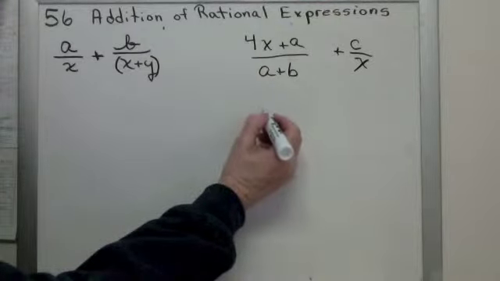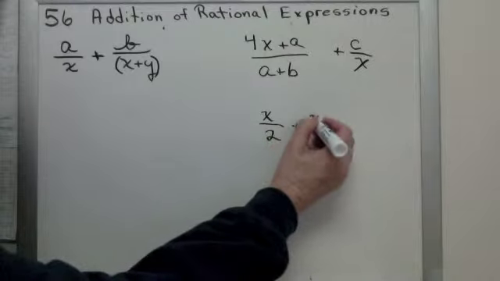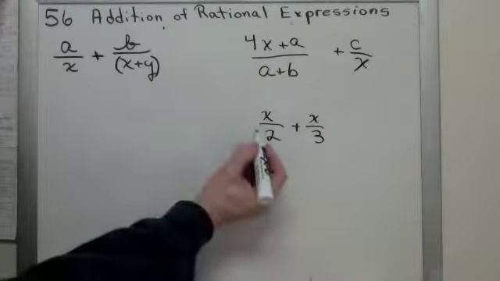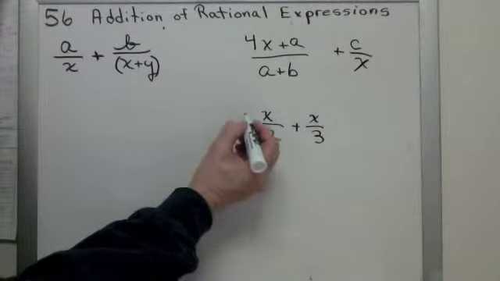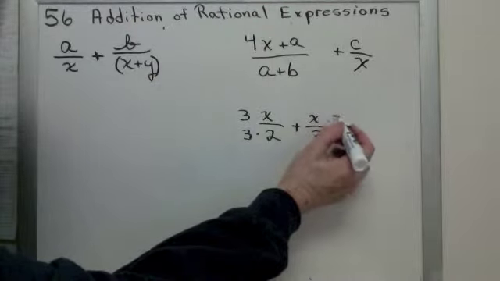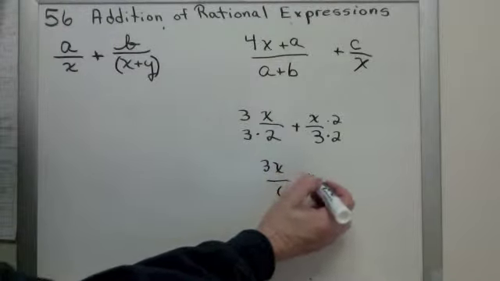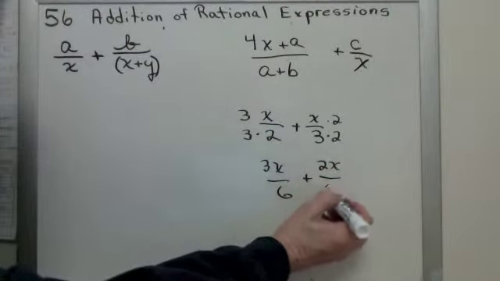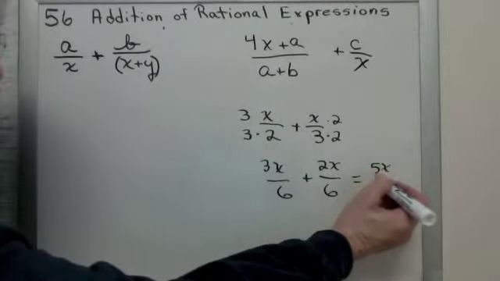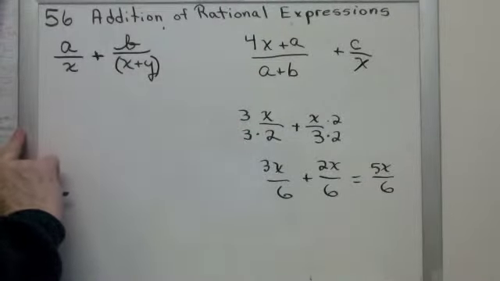For example, if I was going to add x over 2 plus x over 3, I can't add those because the bottoms aren't the same. This one I would multiply by a 3 on the top and the bottom. This one by a 2 on the top and the bottom. And then I would have 3x over 6 plus 2x over 6, and now I can add the tops and get 5x over 6.